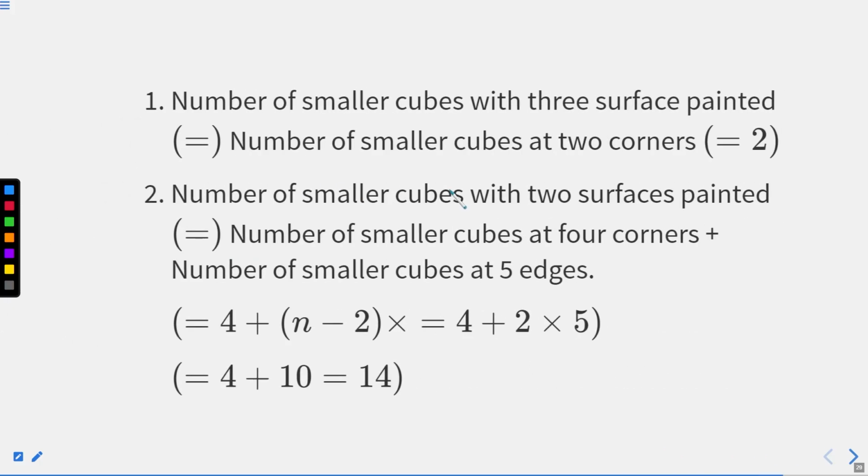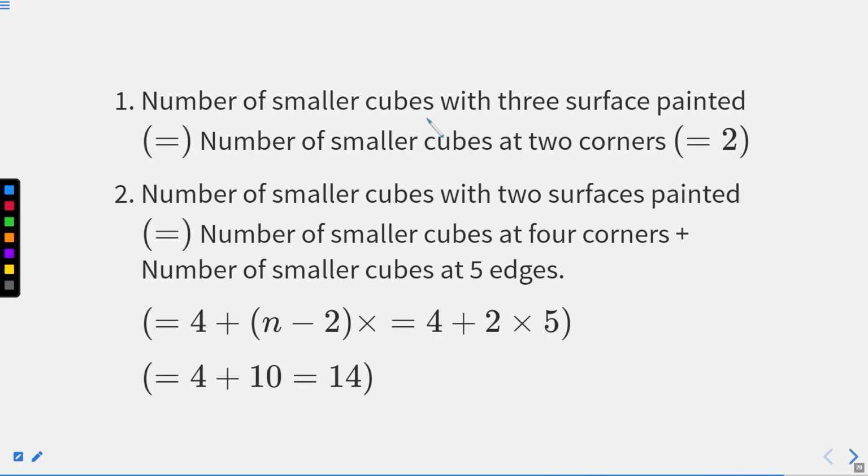Now the first part: the number of smaller cubes with 3 surfaces painted is equal to 2. The reason is, the rest of the 2 surfaces which are not painted will not touch these 2 corners. The rest they'll touch all 6 corners, right? Hence the 2 vertices will be the remaining vertices, in which the smaller cubes have 3 surfaces painted. I hope you are clear with this part, right?